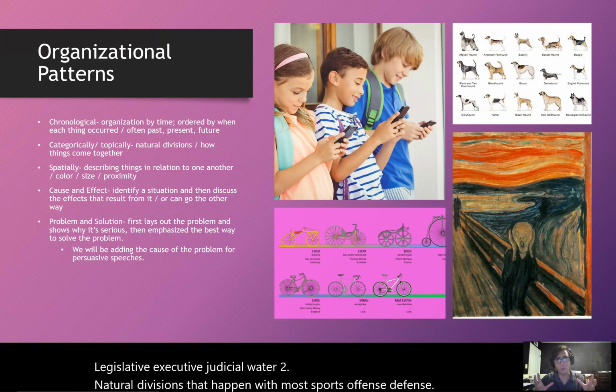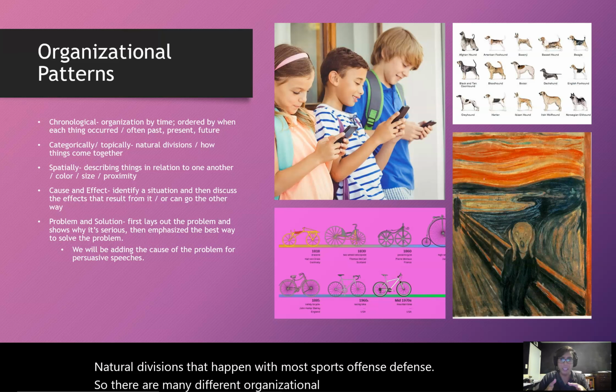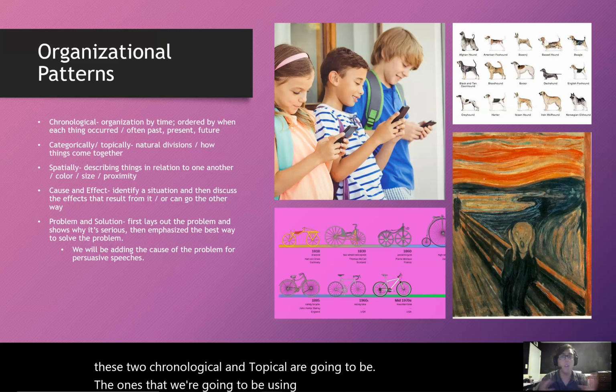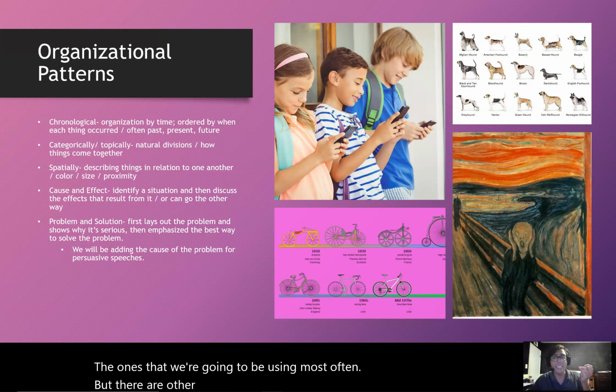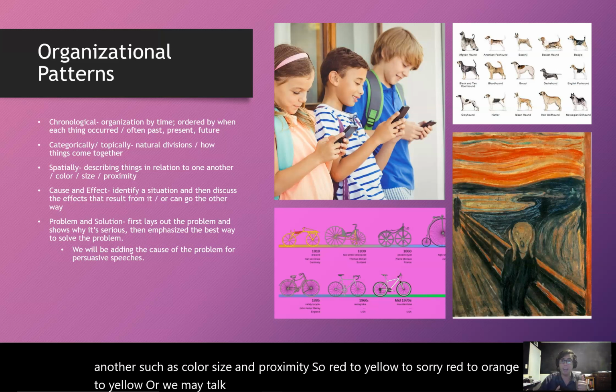So there are many different organizational patterns that we can implement, and these 2, chronological and topical, are going to be the ones that we are going to be using most often. But there are other ones. Spatial is describing things in relationship to one another, such as color, size, and proximity. So red to yellow, red to orange to yellow, or we may talk about top, middle, bottom. So in other words, in relation to each other.